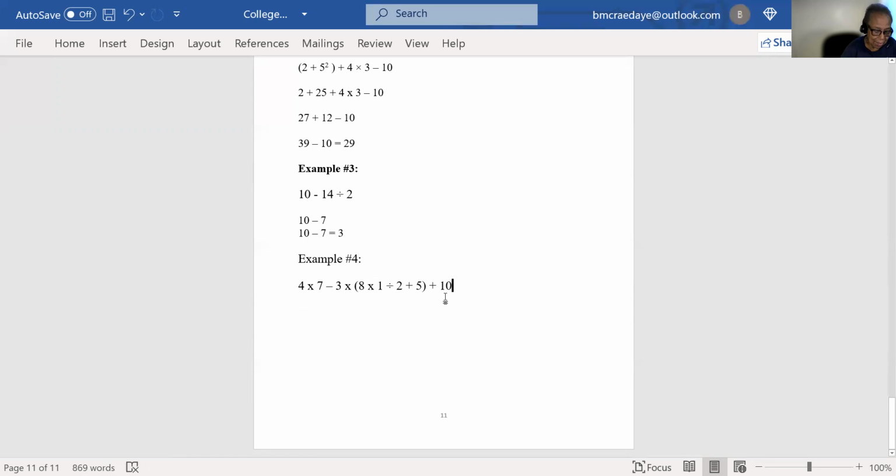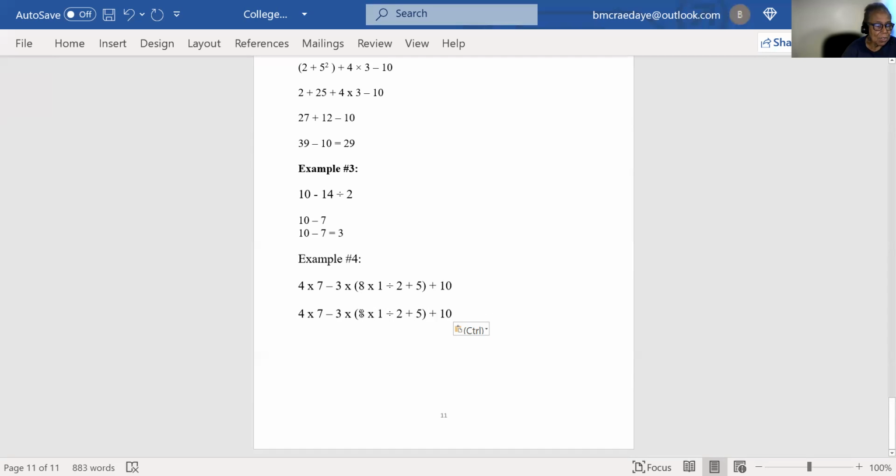Did you figure out how you do this one? Okay. All right. So in parentheses, we have 8 times 1, and that's multiplication. So we do multiplication and division in the order that they come. So 8 times 1 is 8. 8 divided by 2 is 4. And then 4 plus 5 is 9.